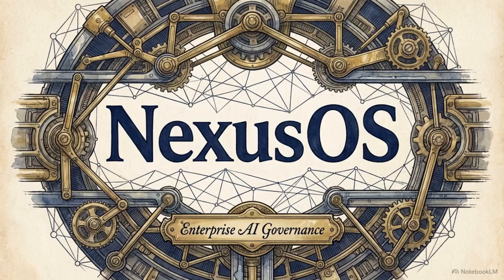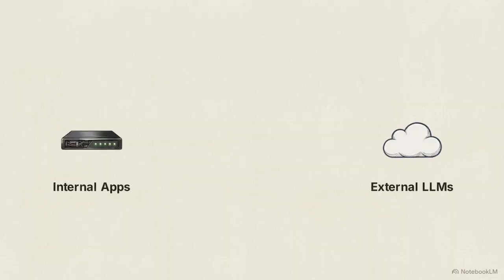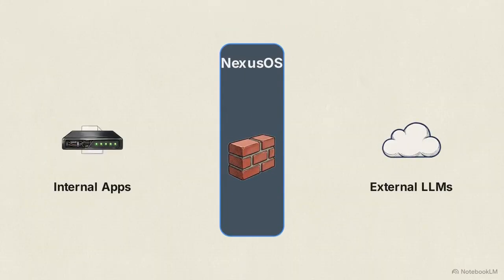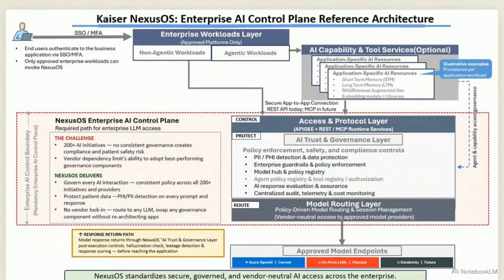At Kaiser Permanente, that chokepoint is NexusOS. It is the mandatory, enterprise-grade enablement layer for all large language model interactions. Its primary function is to physically decouple the internal business application from the external model, enforcing automated safety and compliance on every single prompt. This reference architecture diagram illustrates exactly how that decoupling works.